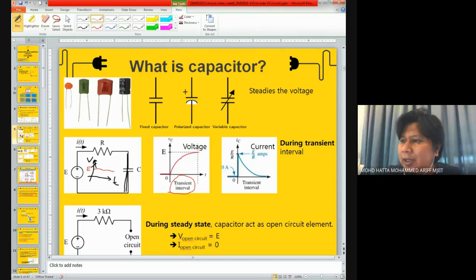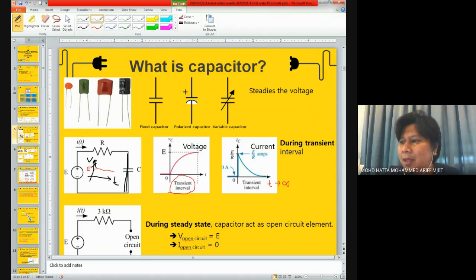If the voltage looks like this, how about the current? The current will behave like this response. With respect to time, the current starts at a maximum value and decreases towards 0. So this is the transient interval for a capacitor. It starts from the highest value of current that this circuit can give, and decreases until 0 ampere as t goes towards infinity. That's what is meant by transient interval.